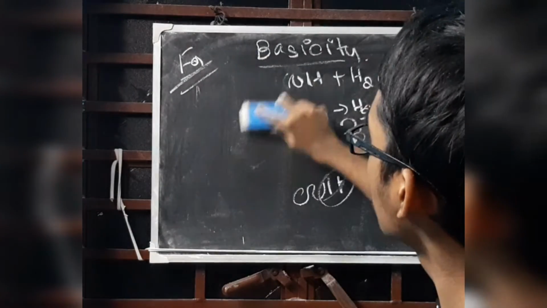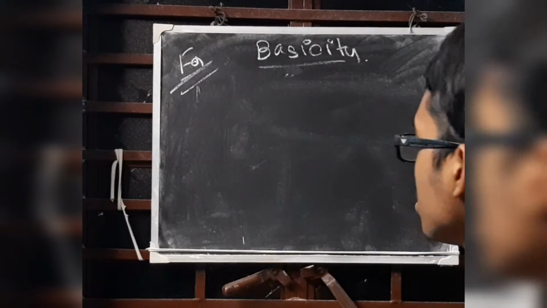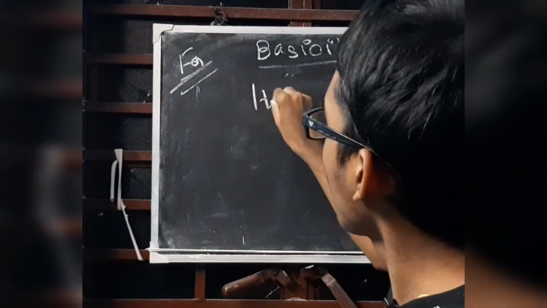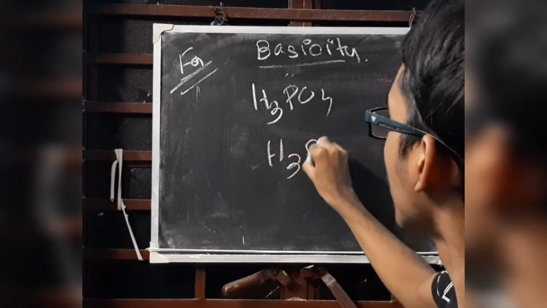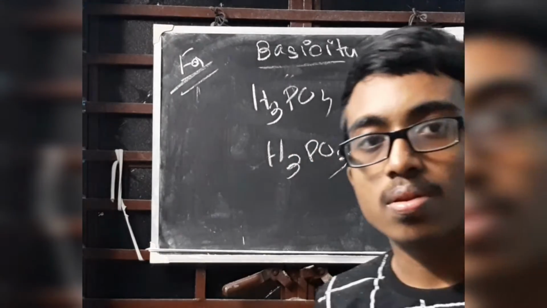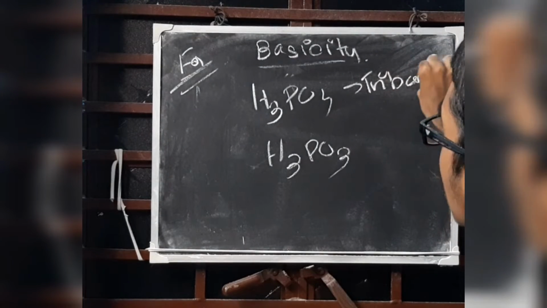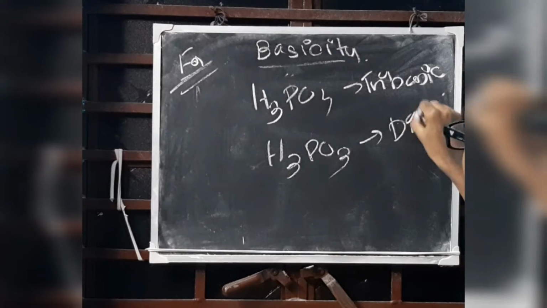Now comes the tribasic acid. A tribasic acid means a 3-step dissociation reaction. An often common question is H3PO4 and H3PO3. H3PO4 is a tribasic acid. Now you will say this is also tribasic. No, this is dibasic.